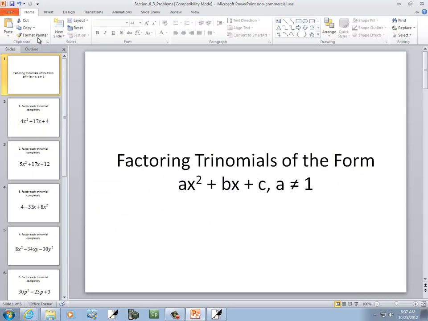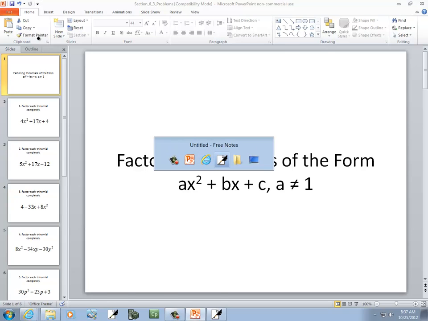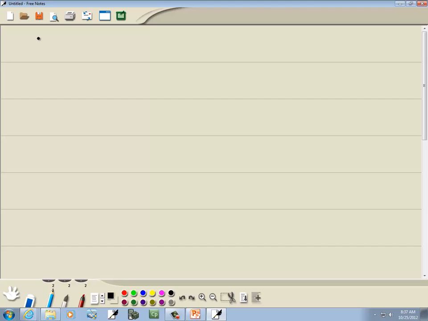Let's take a look at factoring trinomials of the form ax squared plus bx plus c, where a is not equal to 1. Let's go over our factoring techniques. Some of them we've seen already.